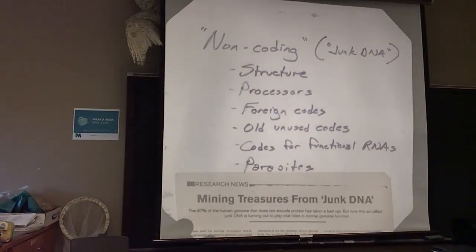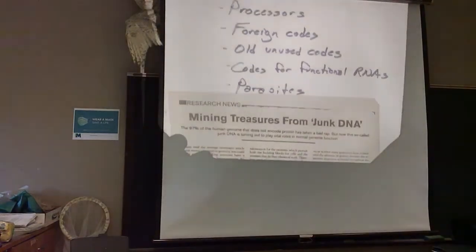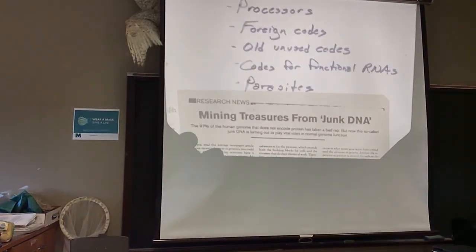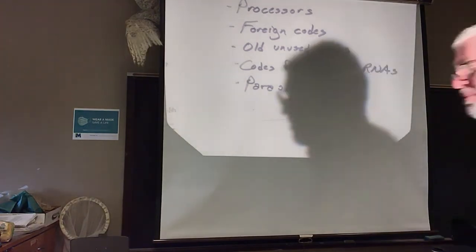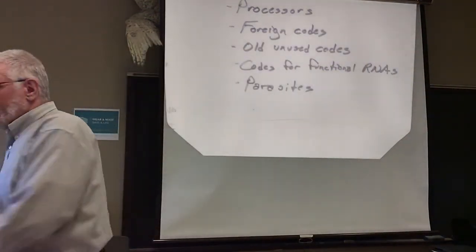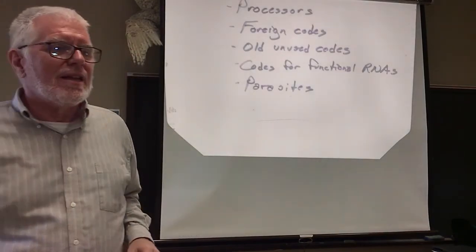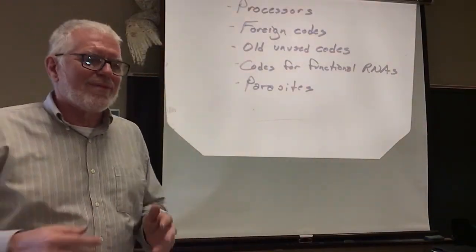Here's a fairly old article. 97% of the human genome that does not encode protein has taken a bad rap. But now this so-called junk DNA is turning out to play vital roles in normal genome function. A lot of processors and stuff there. So eventually people did wise up. They started to realize that the junk DNA isn't really junk. But it took them a while.